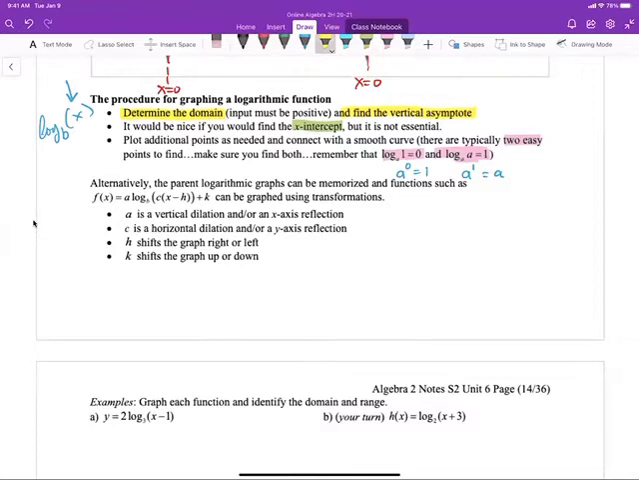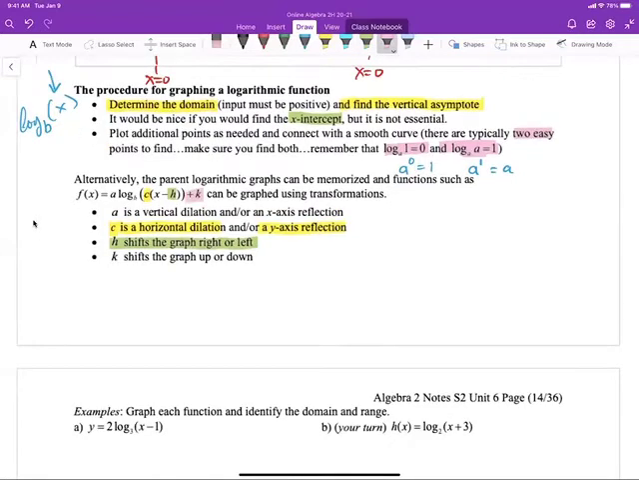So if you recall, things that happen within the parent function are horizontal dilations, such as c. That will cause a horizontal dilation, and or a y-axis reflection. It would cause that if that c value is negative. In addition to that, h is within the parent function, and it will shift the graph right or left. And that is a very important value because that will help us identify where the vertical asymptote is located.